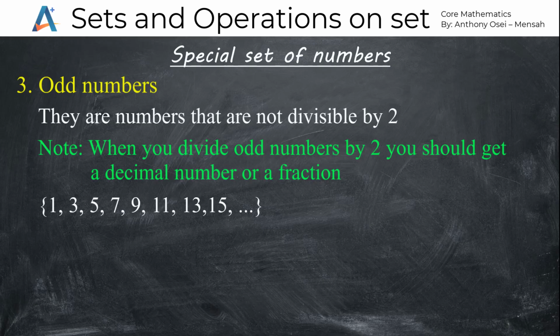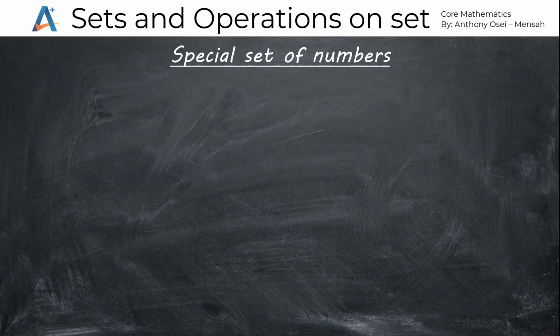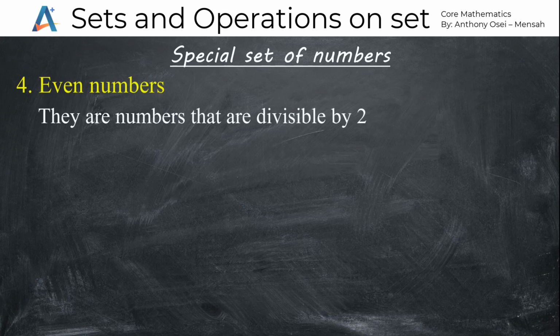Now the next special set of numbers will be the set of even numbers. Even numbers are numbers that are divisible by 2. So even numbers are the opposite of odd numbers. If a number can be divided by 2, then that number qualifies to be an even number. So let's take examples of even numbers. We have 2, 4, 6, 8, 10, 12, and so on to infinity. So don't forget that even numbers are numbers that are divisible by 2, and even numbers are examples of special sets of numbers. So this set is the set of even numbers.